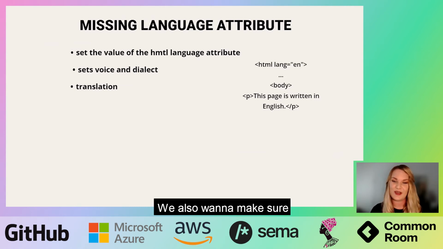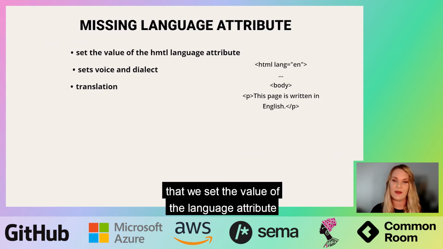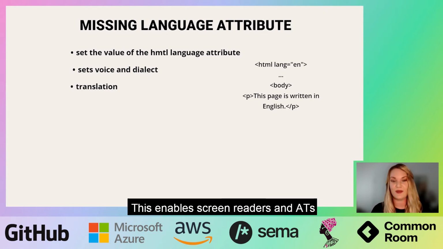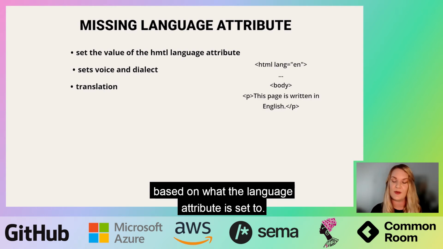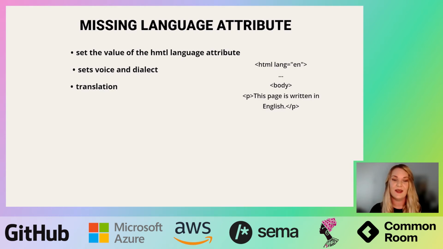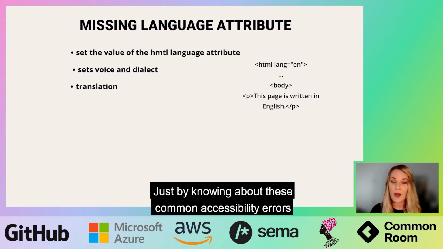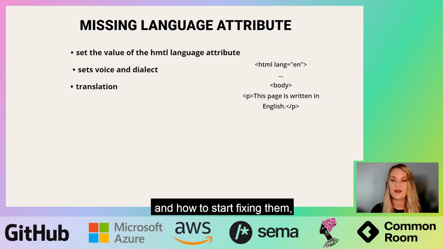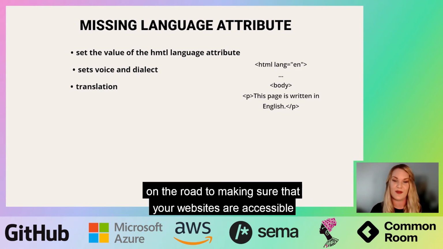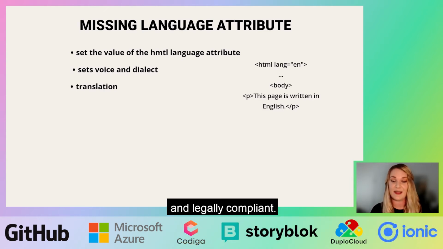We also want to make sure that we set the value of the language attribute on our HTML tag. This enables screen readers and ATs to set their voice and dialect based on what the language attribute is set to. It also has an impact on spell check and translation. Just by knowing about these common accessibility errors and how to start fixing them, you've already made huge leaps and bounds on the road to making sure that your websites are accessible and legally compliant.